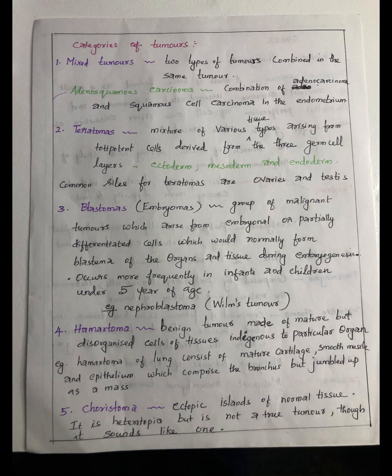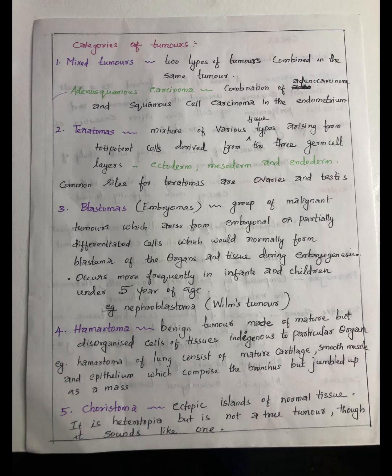Categories of cancer. 1. Mixed tumors, if two types of tumors are combined in the same tumor. For example, adenosquamous carcinoma is a combination of adenocarcinoma and squamous cell carcinoma in the endometrium. 2. Teratoma, a mixture of various tissues arising from totipotent cells derived from the three germ cell layers: ectoderm, mesoderm and endoderm. Totipotent means an isolated, immature or stem cell which is able to give rise to any cell type or a complete embryo. Teratomas usually occur in ovaries and testis.